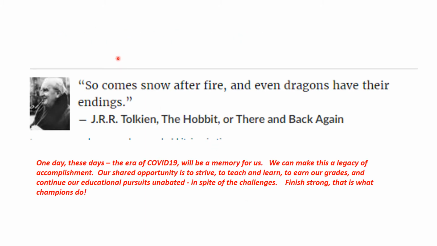I'd like to start out with something that maybe is encouraging, and I'm taking this from The Hobbit. Tolkien said, "So comes snow after fire, and even dragons have their endings." So for us, one day, these days of COVID-19 will be a memory. We can make this a legacy of accomplishment. Our shared opportunity is to strive, to teach and learn, to earn our grades, and continue our educational pursuits unabated, in spite of the challenges. Finish strong. That is what champions do.